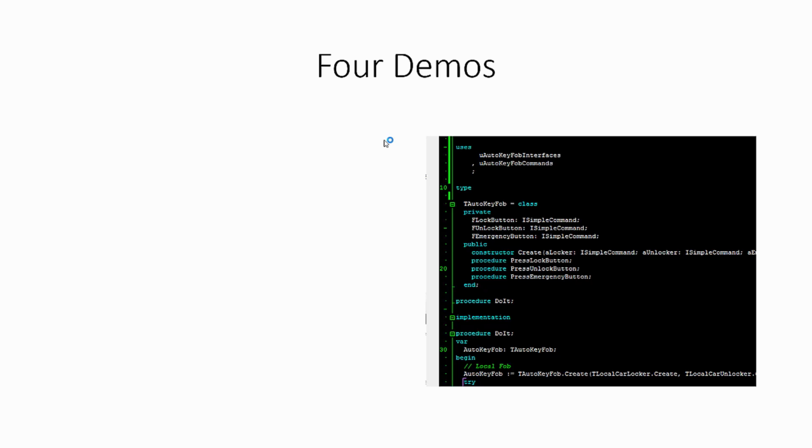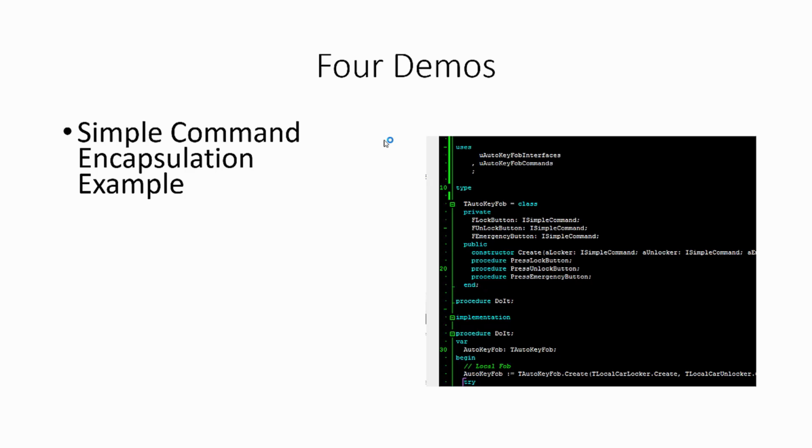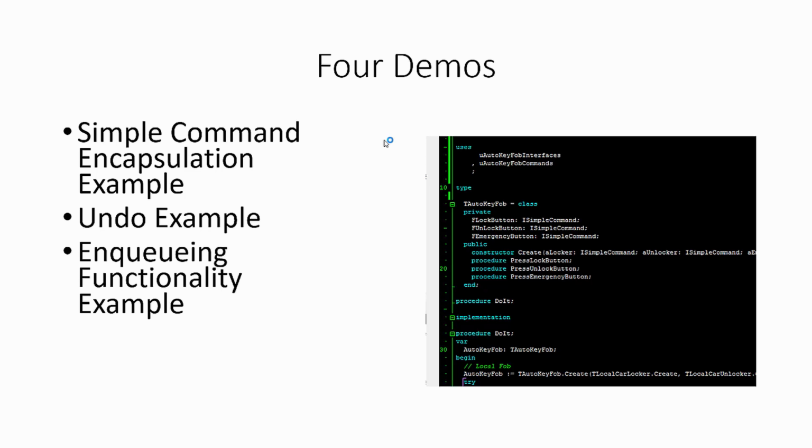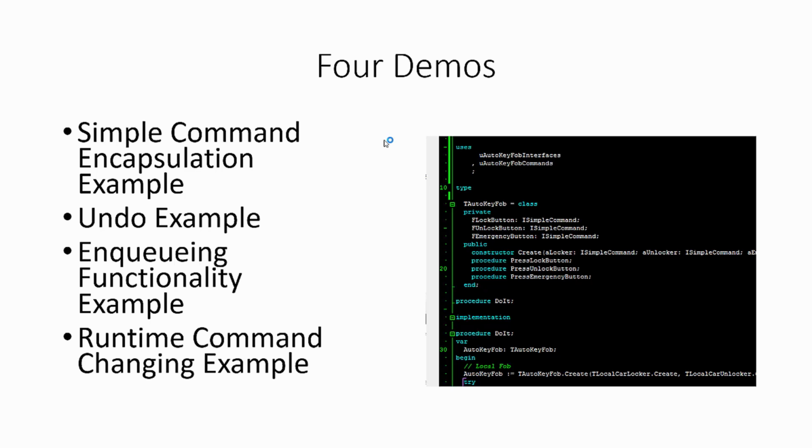I'll be showing 4 demos today. The first one will be a simple command encapsulation example. It just shows you a simple simulation of an auto key fob that has 3 buttons on it. We'll show an undo example, how you can remember the commands that you executed and then undo them if you so desire. We'll look at queuing and dequeuing code and functionality. And finally, we'll look at how you can change commands at runtime, enabling you to alter the functionality of your application very simply and easily and cleanly.